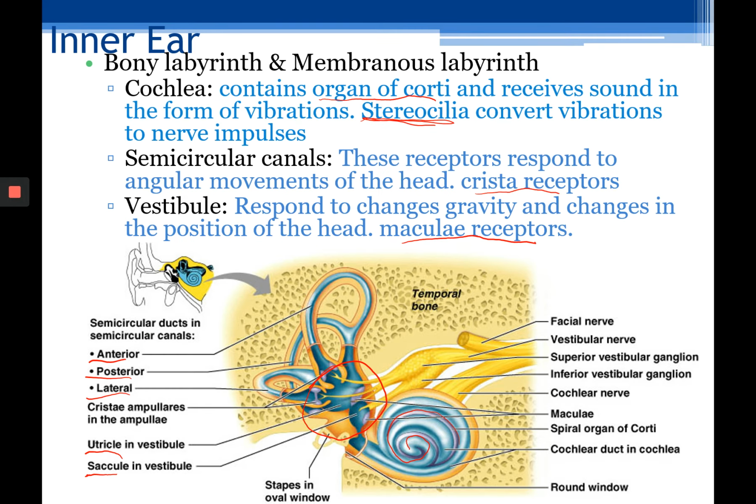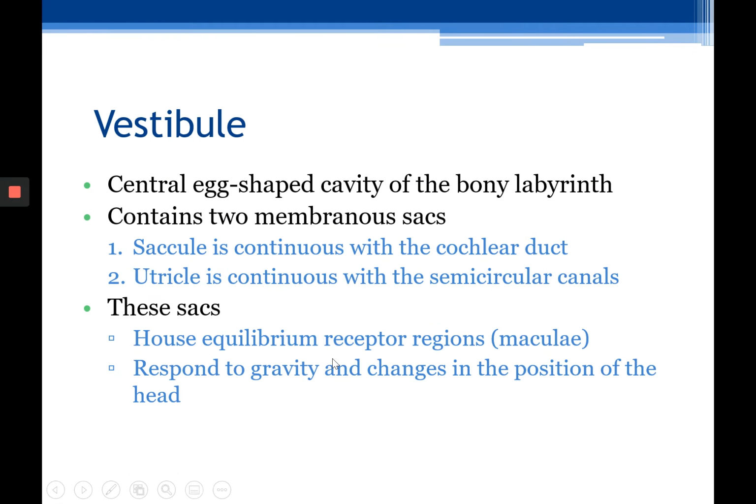So let's look at their position again. The utricle is superior to the saccule. Saccule again being closest to the cochlea, utricle being closest to the semicircular canals.